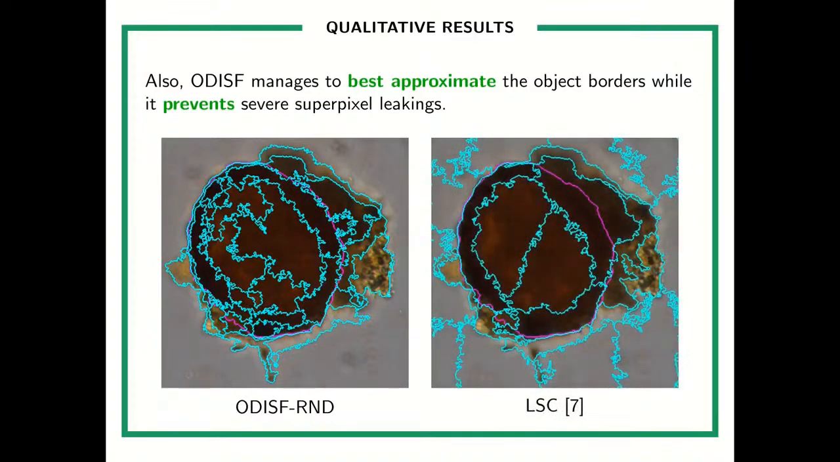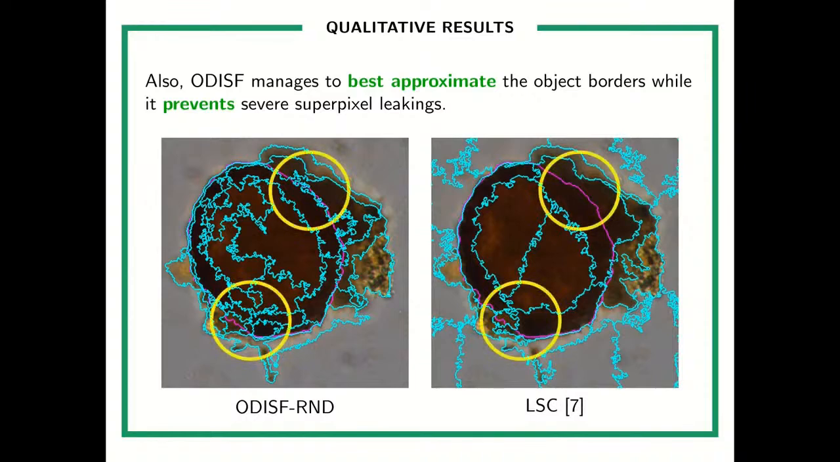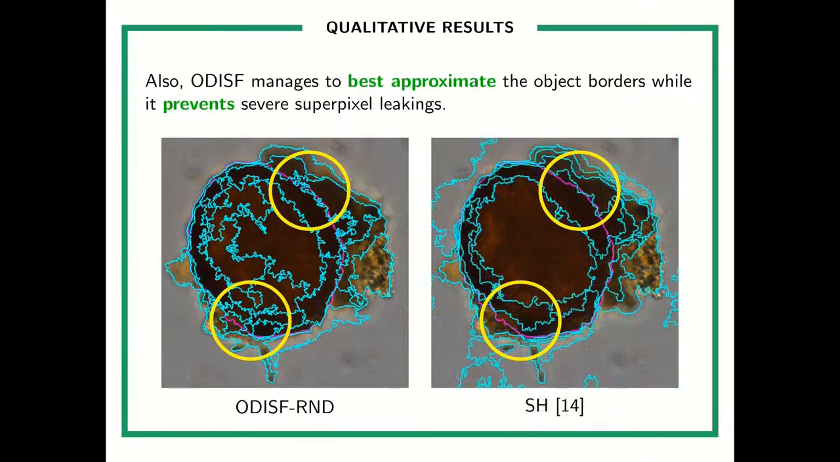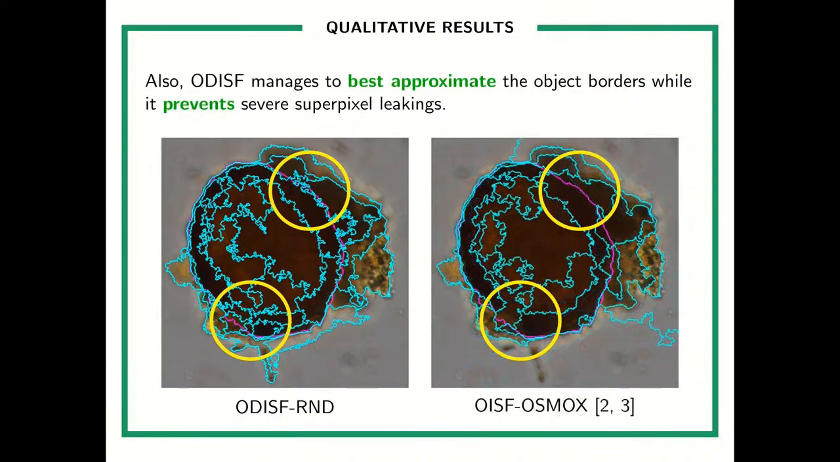If we compare the ODISP result to the baseline, we can see that, as highlighted by the yellow circles, our approach surpasses state-of-the-art methods like LSC and SH in approximating the object borders, while preventing severe leakings often caused by incorrect CLC estimation.